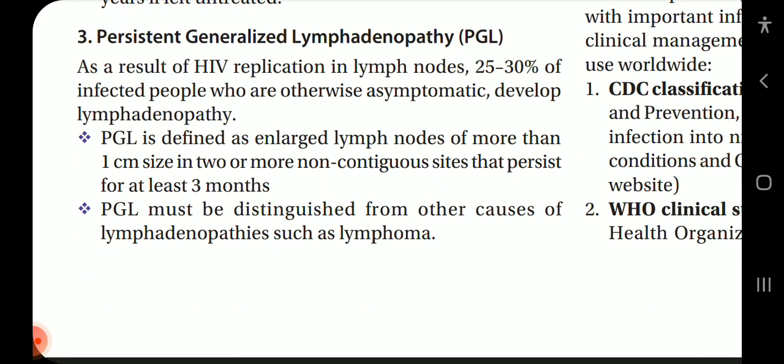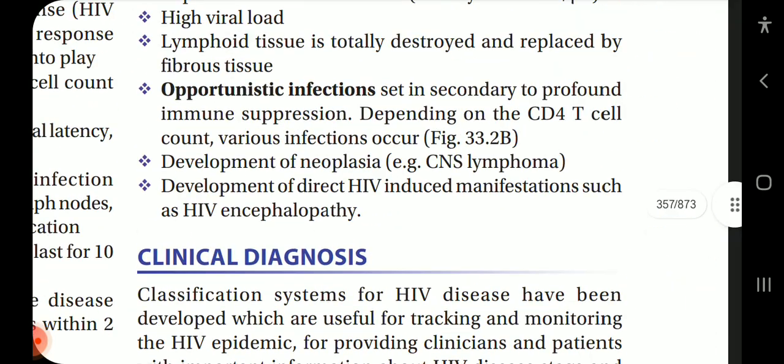As a result of HIV replication in lymph nodes, 20-30% of infected people who are otherwise asymptomatic develop lymphadenopathy. PGL is defined as enlarged lymph nodes of more than 1 centimeter in size in 2 or more non-contiguous sites that persist for at least 3 months. Okay, this will be called persistent generalized lymphadenopathy. PGL must be distinguished from other causes of lymphadenopathy such as lymphoma.